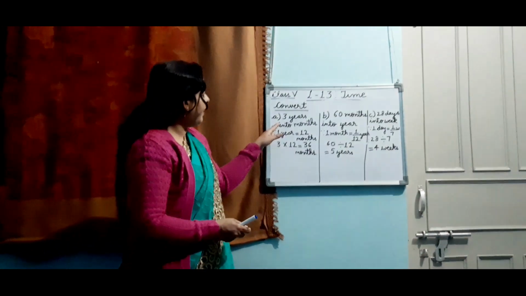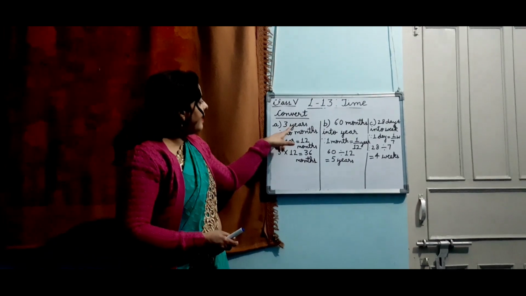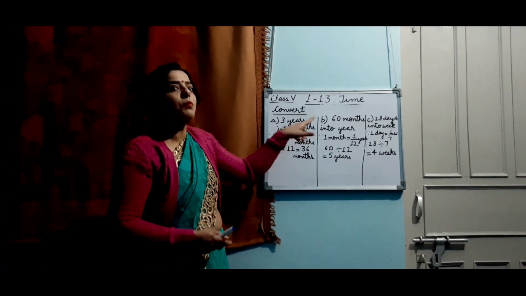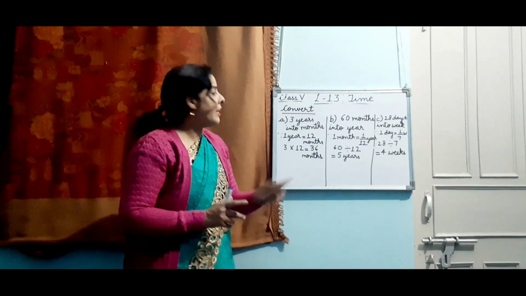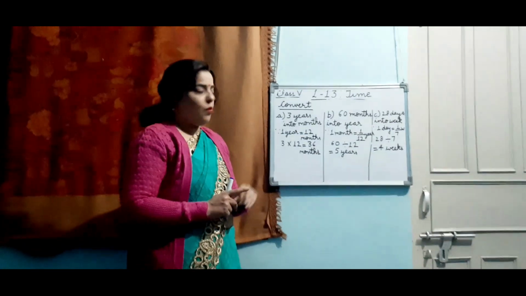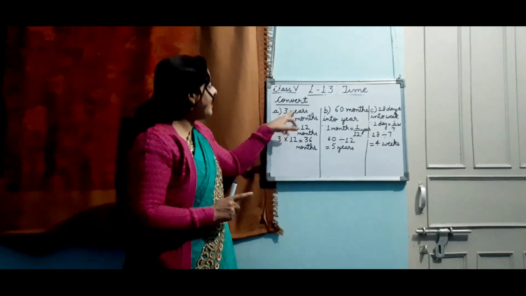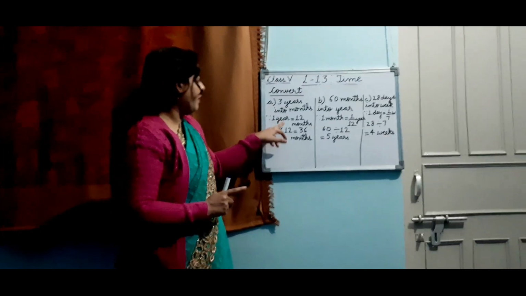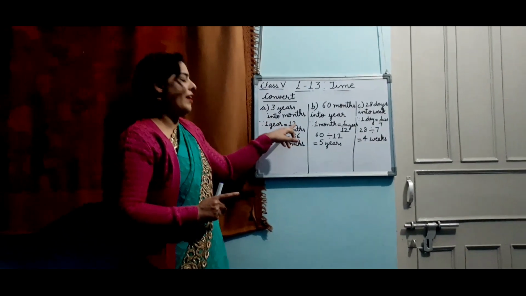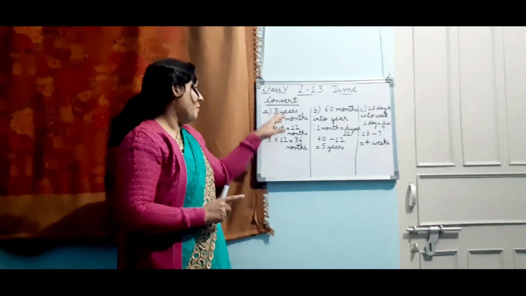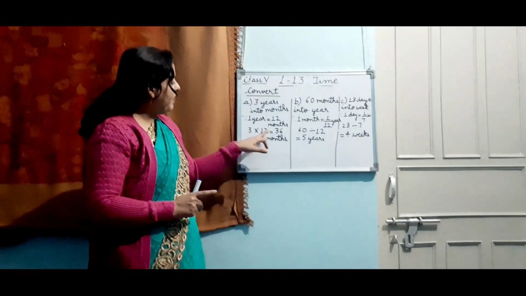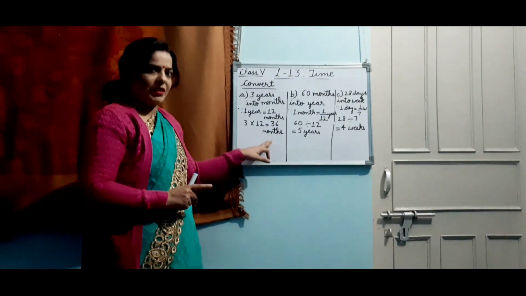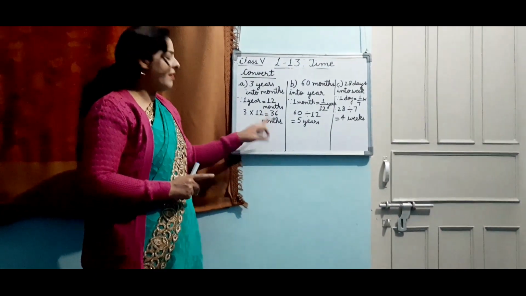Now you can see next conversions. If year is given and you have to change into months. Now here we have to write time fact related to years and months. Which bigger thing is given in the question? Year. So we will write year first. 1 year is equal to 12 months. Because bigger thing is in the question, it is the case of multiplication. We have to change into smaller, so we have multiplied. And answer is 36 months.